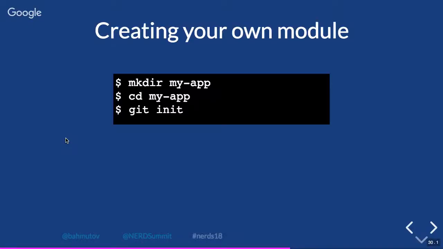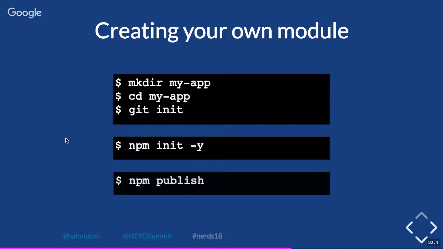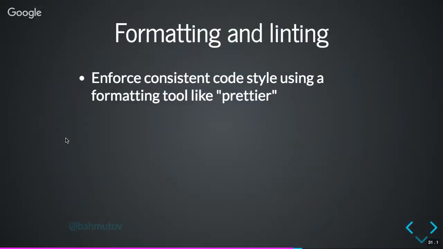Creating your own module and publishing it for everyone to use could not be easier. You literally just have to start a project and then call npm init -y, and you get the defaults. And then you can do npm publish, boom, everyone can now use your new module by installing it. For formatting and linting, I don't want to argue tabs against spaces. So things like Prettier are huge in the JavaScript community.